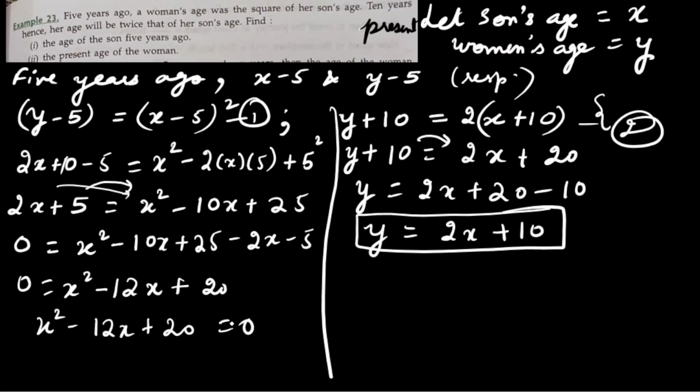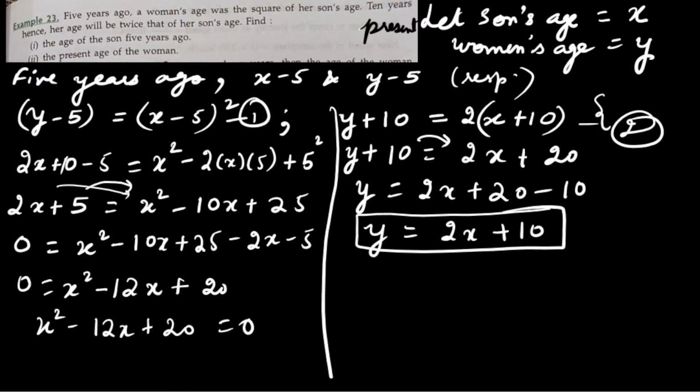This is the required equation. So what is the required equation? X square minus 12x plus 20 is the required equation. So I hope we have done it correctly. Just find the value of x and let me know what is the value of x. So what is the value of x we are getting here? Is there anyone who has simplified, who has calculated?